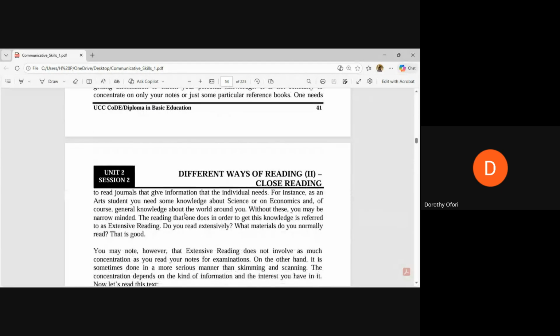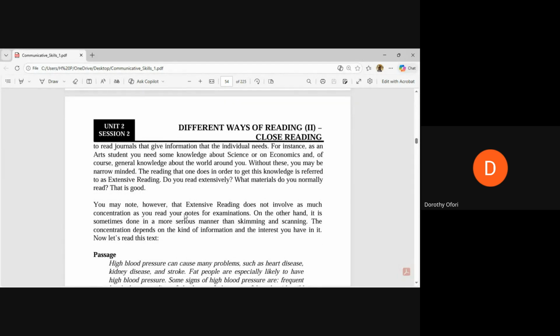So an example is here. You have an art student, a general art student, and you see them reading something related to agric science. So this is what we call extensive. You want to add up to the knowledge you already have. Sometimes we do this. We read some texts that are not related to our field because we want to know not just our field, but beyond our field.